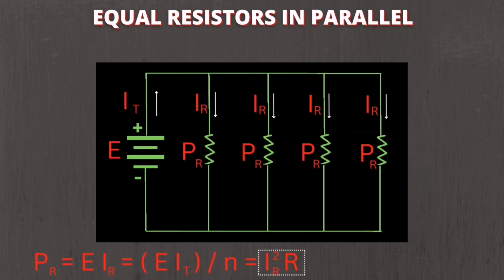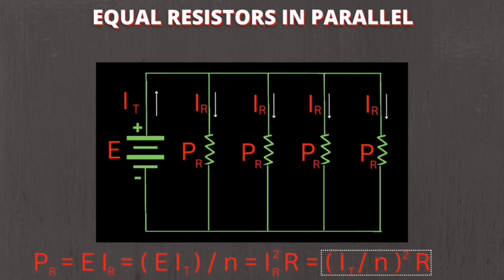Another way guys to solve P of R is I of R squared multiplied by R, where I of R is the current flowing in each resistor, and R is the ohmic value of each resistor in parallel. And for the last formula, I sub t divided by N, squared, multiplied by R, which is the total current divided by the number of resistors, squared, multiplied by the resistance.